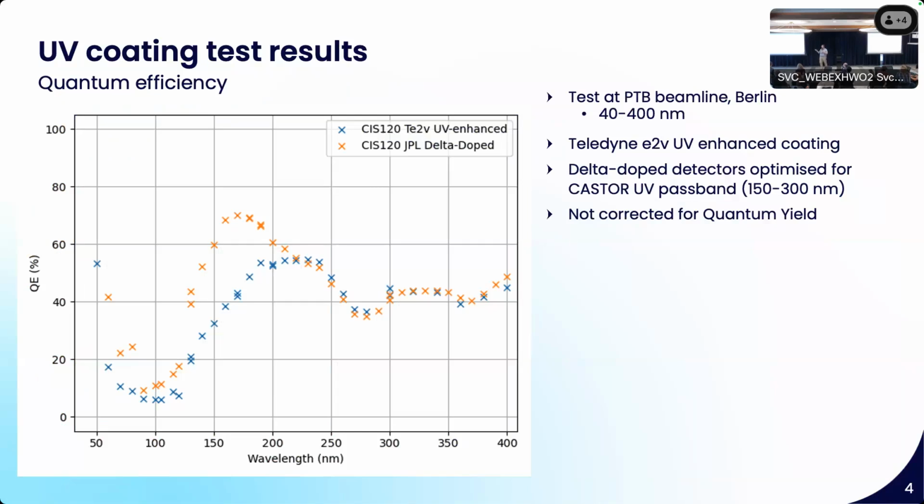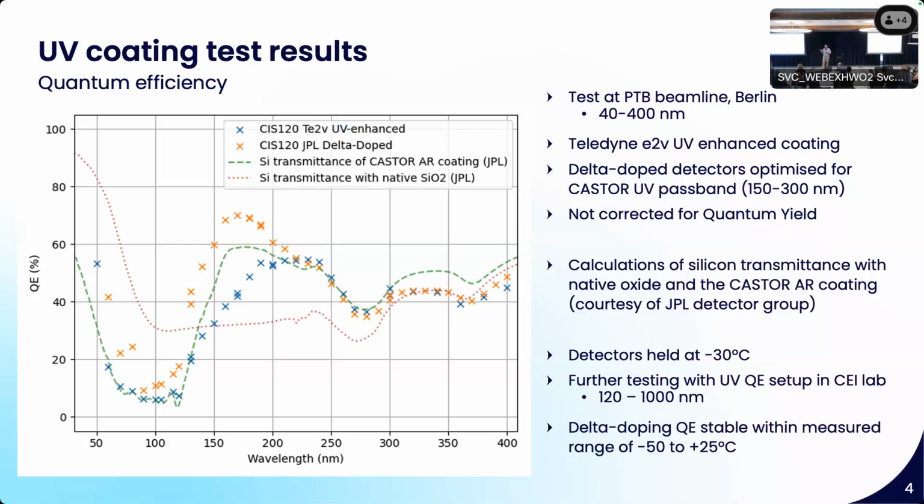delta doped devices. As you say, the delta doped device was meant for the Castor mission, so they put the coating on which was optimized for the Castor UV waveband from 150 to 300 nanometers. So that's why there's a bit of a cutoff at 150. And also these results are not corrected for quantum yield, the fact that at very high energies or short wavelengths, you get more than one electron pair per incoming photon when it's detected.